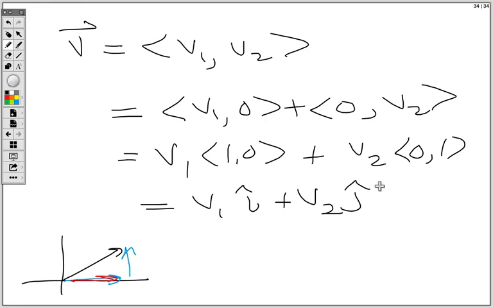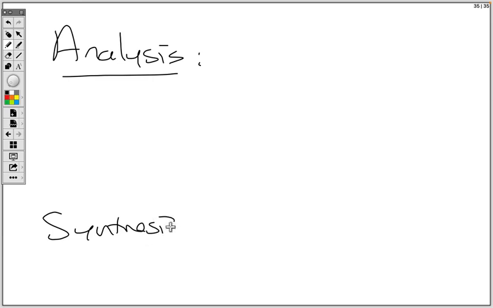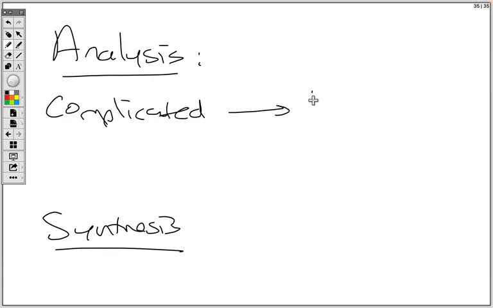And so you're basically taking this vector and you're resolving it into these orthogonal or perpendicular components. Okay? So in physics, resolution of forces or resolution of vectors, this is a big deal, and we'll talk more about it later when we have things that aren't as friendly as i and j. But there's really two big themes in math that I kind of harp on throughout the courses I teach here at Lakeland. There is analysis and there is synthesis. Analysis is you take something complicated and you break it down into basic parts.